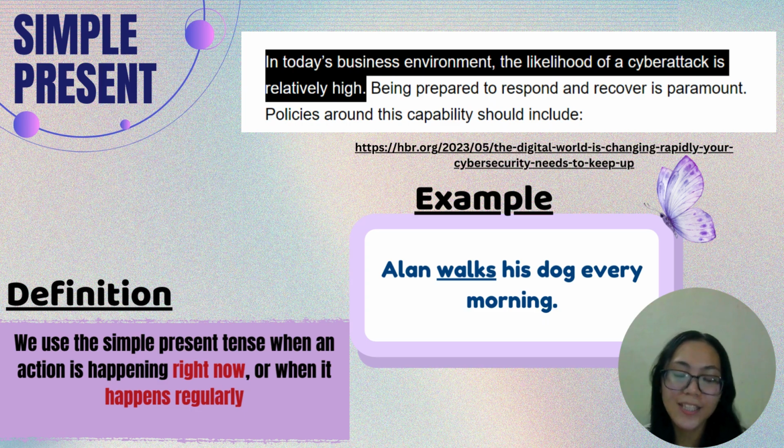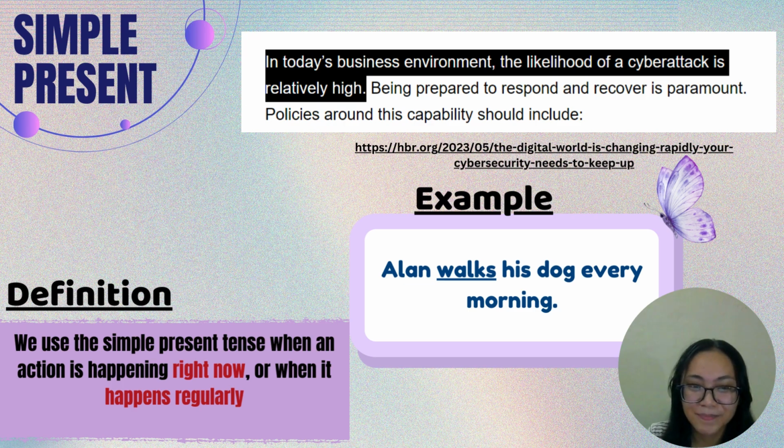Hi everyone, it's me, Viviani Tisun. So right now I would like to explain to all of you about simple present tense. But before we look at the examples, let's look at the definition of simple present tense first. So we use the simple present tense when an action is happening right now or when it happens regularly. Okay, now let's see the example of simple present tense from the article.